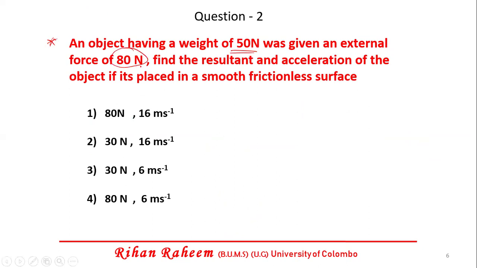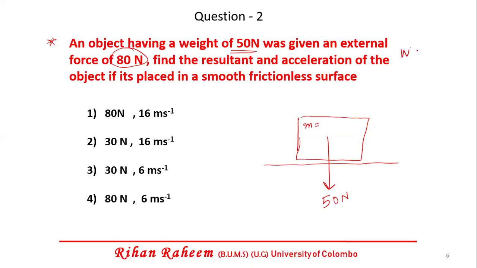Next one: an object having a weight of 50 Newton was given an external force of 80 Newton. Find the resultant and the acceleration of the object if it is placed on a smooth, frictionless surface. Okay, now, this is a good question related to the fourth lesson, forces and its application, Newton's law, all those things. So it is kept on a frictionless surface. The weight of the object is 50 Newton.